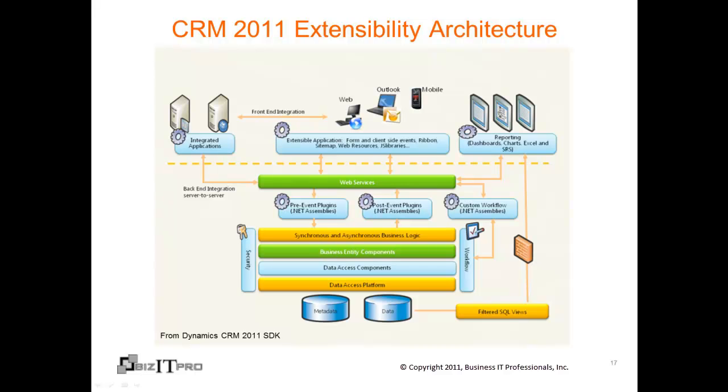Web services are the premier way to access CRM. You'll notice that back-end integration from servers to servers happens this way. The application itself, the clients, the web client, the Outlook client, the mobile client, all access through web services. All form and client-side events, ribbons, sitemap, web resources, and JavaScript libraries operate through the web services. Reporting supports dashboards, charts, Excel, and SSRS reports. Depending upon what's being used, it may go through the web services layer, or it may use filtered views.